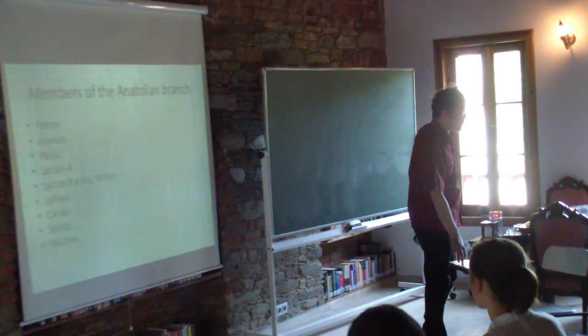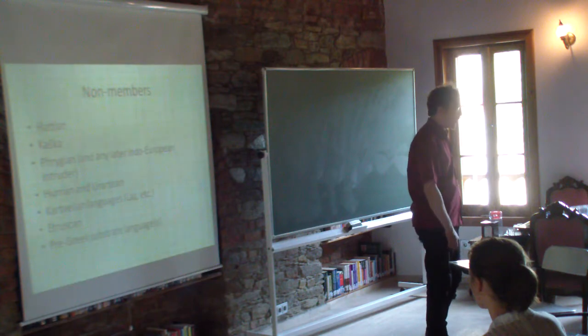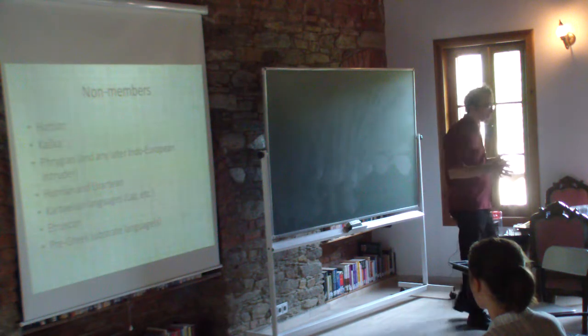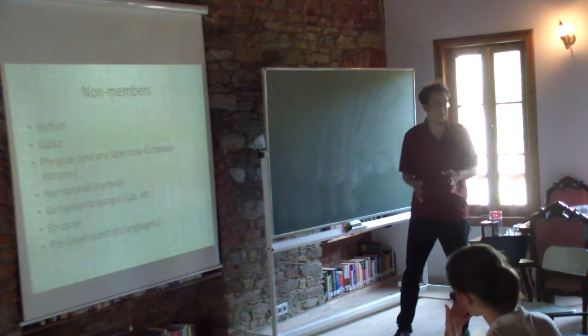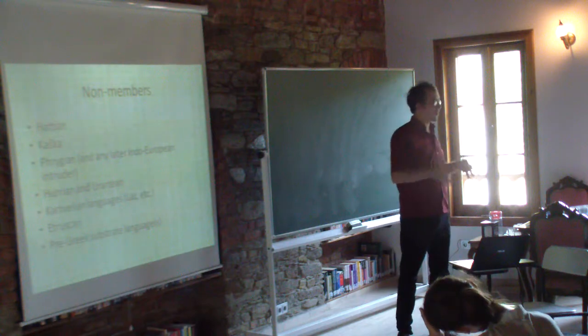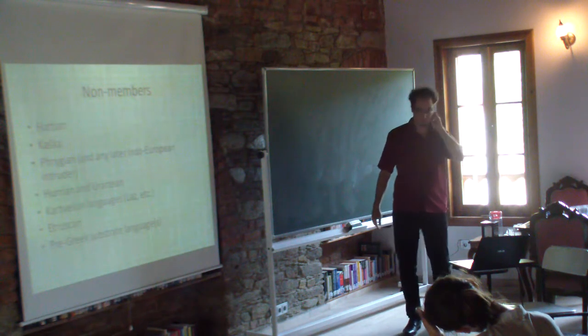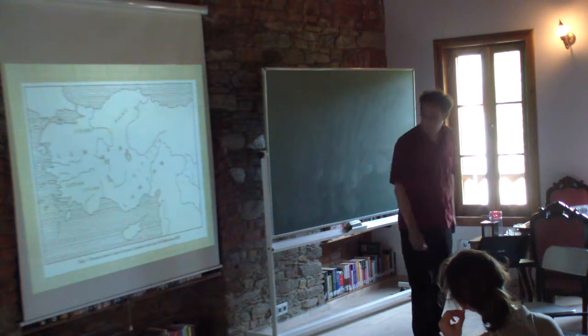If we talk about the members, we will talk in more detail too. We should talk about the non-members too, because Anatolian branch is a linguistic term, but not all Anatolian languages are Anatolian. So Anatolian can also be used in a geographic sense, and then it includes a lot of other languages too. For instance, Hattian. Let's have a look at the map.